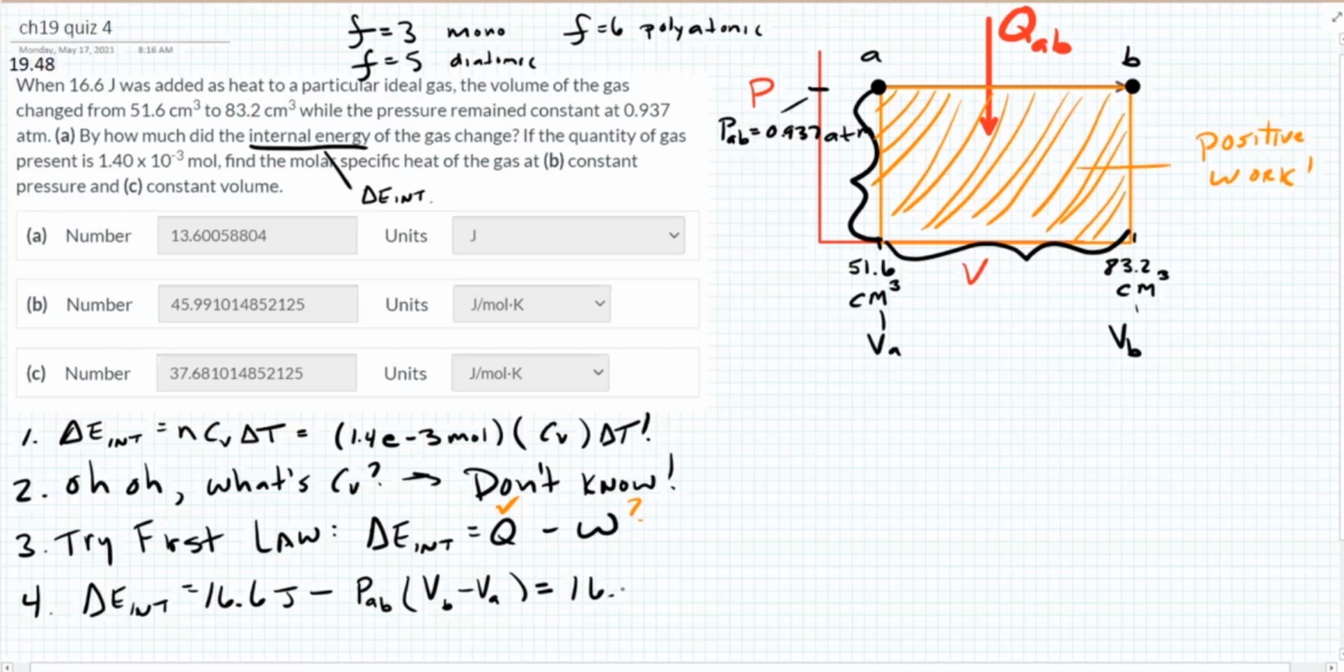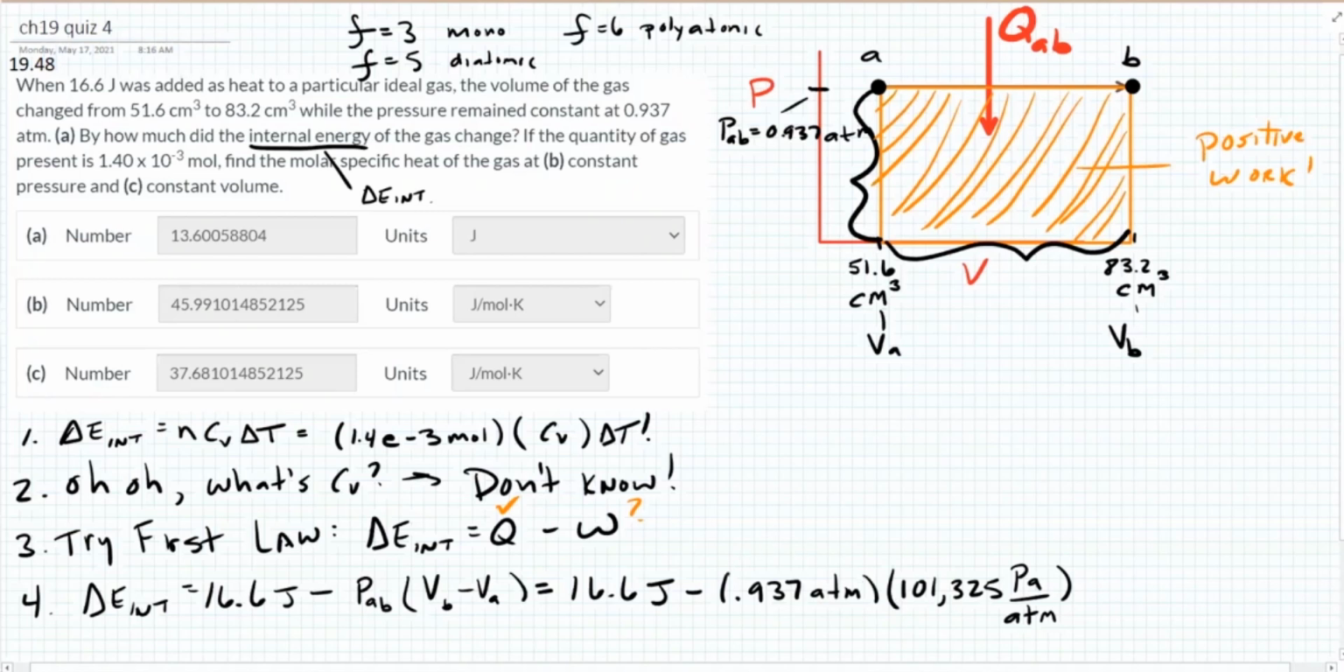So let's do 16.6 joules minus PAB, which is 0.937 atmospheres. We've got to convert it to be dimensionally consistent. I'm going to convert. Here's the conversion factor: 101,325 pascals per ATM. You don't have to memorize that. That's not something you need to memorize. That's not a derivation. It's just a conversion factor.